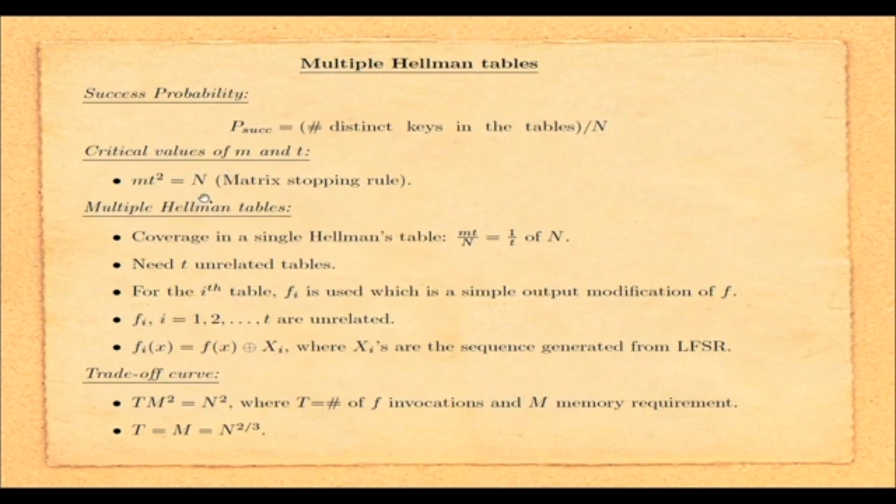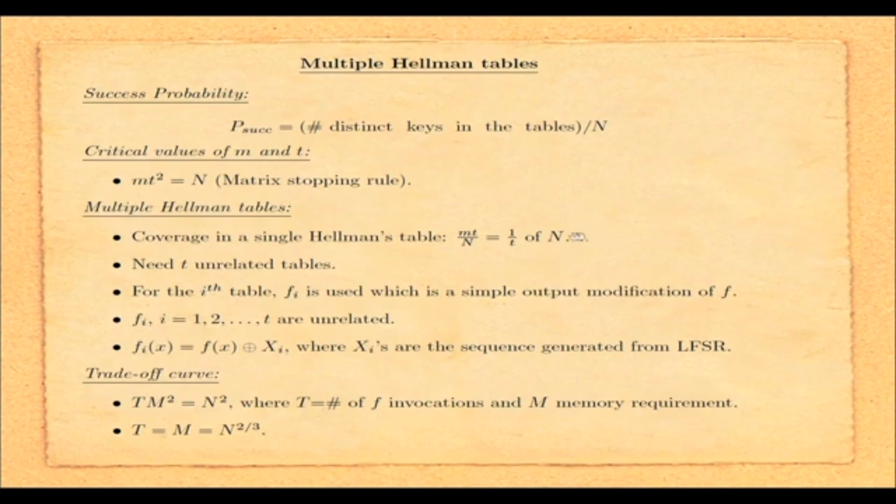So, mt square equal to n. Because m is the number of rows, t is the number of columns. So, mt square must be n. So, this is the stopping condition. So, you have to stop this. If we keep our matrix size such that mt square equals n, then it can cover only 1 by t of the total key space.